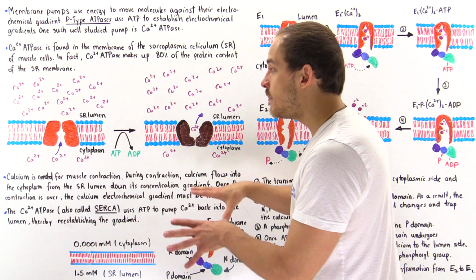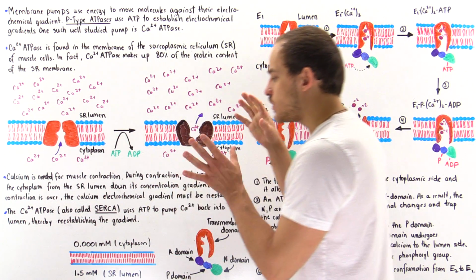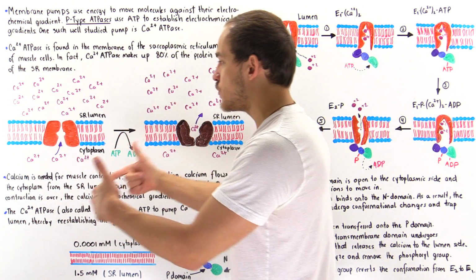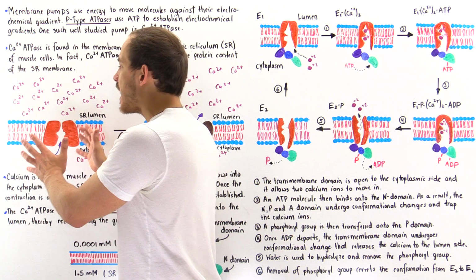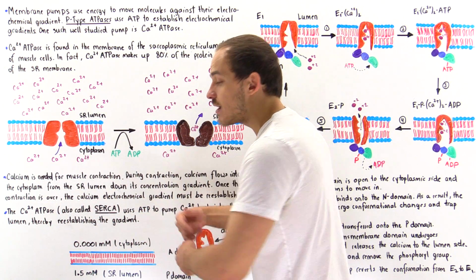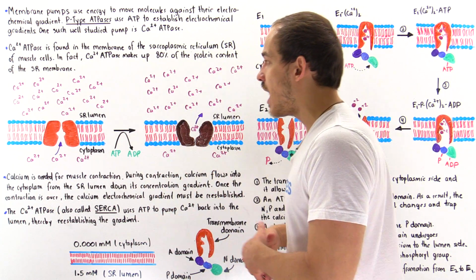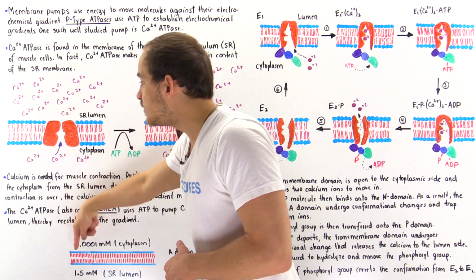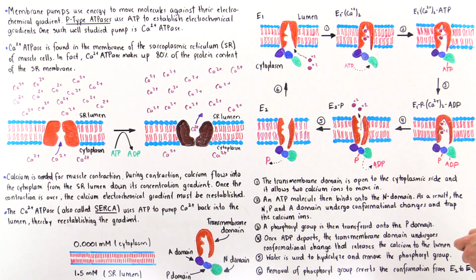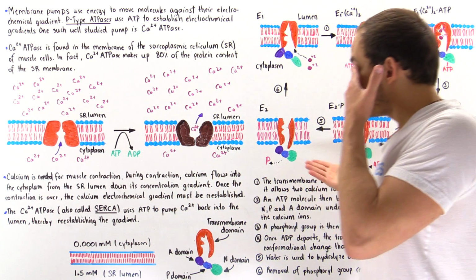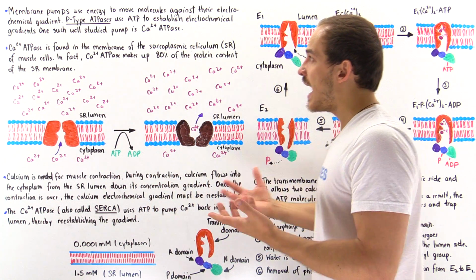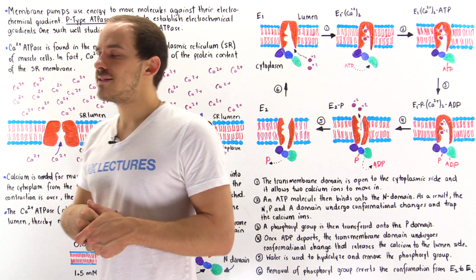So the pump uses ATP to establish this gradient, and then when an action potential comes into that muscle cell, the protein channels not shown in this diagram open up, and because of the existence of this electrochemical gradient, the calcium ions can quickly and effectively move into the cytoplasm where they are needed to contract that muscle. So let's take a look at the following diagram. This is basically the generalization of how the P-type ATPases work.